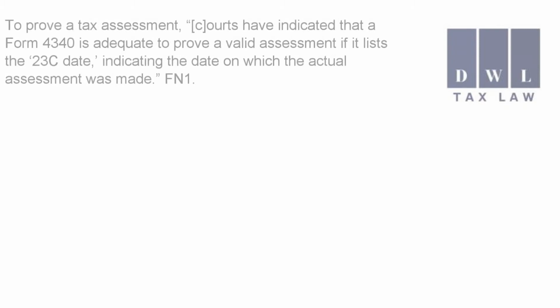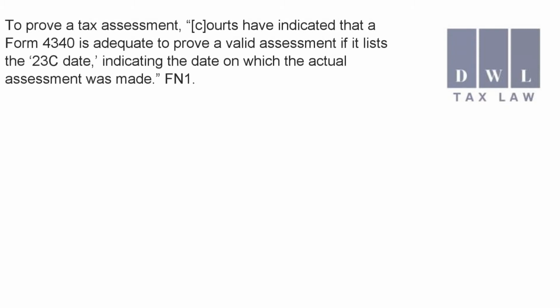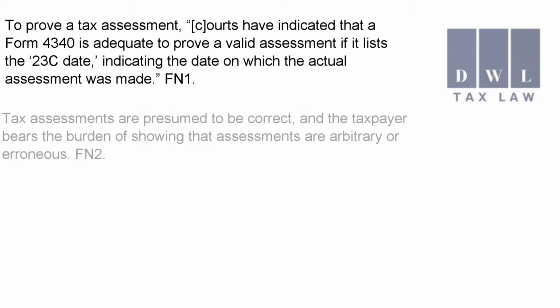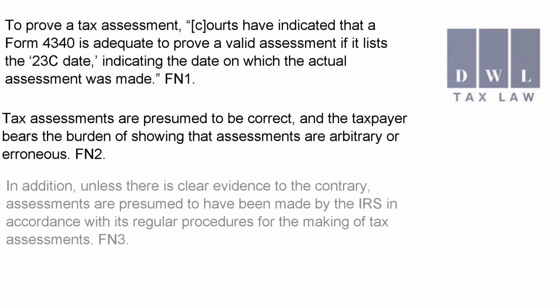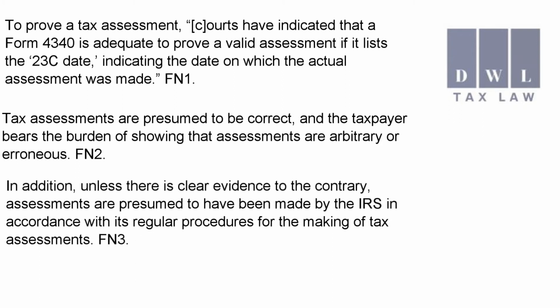To prove a tax assessment, courts have indicated that a Form 4340 is adequate to prove a valid assessment if it lists the 23C date, indicating the date on which the actual assessment was made. Tax assessments are presumed to be correct, and the taxpayer bears the burden of showing that assessments are arbitrary or erroneous. In addition, unless there is clear evidence to the contrary, assessments are presumed to have been made by the IRS in accordance with its regular procedures for the making of tax assessments.